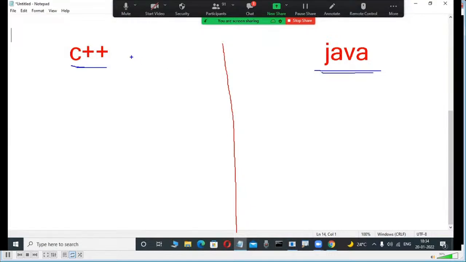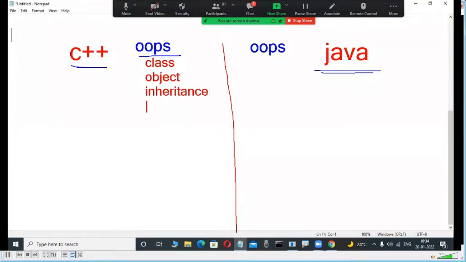In object-oriented languages, there are some OOPS concepts. Here also OOPS concepts are there, and here also. Some of you may have an idea about them. A class is a concept, an object is a concept, inheritance is a concept, and polymorphism is a concept. Maybe many of you have an idea.